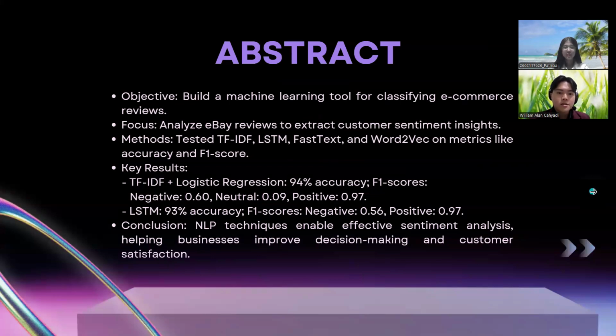Our research focuses on automating sentiment analysis to classify e-commerce reviews into positive, neutral, and negative categories. By analyzing eBay reviews, we tested several machine learning techniques, including TF-IDF with logistic regression, LSTM, FastText, and BERT. The findings reveal that while TF-IDF delivers high accuracy, it struggles with underrepresented data classes like negative reviews.